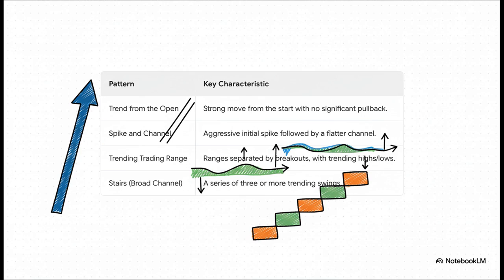You might see a trend from the open, which is just a relentless one-sided move right from the get-go. Or you could see a spike in channel, which starts with this explosive move and then settles into a calmer angled channel. You also have trending trading ranges, where the market moves up, pauses in a sideways box for a bit, then breaks out to a new higher box. And finally, the stairs pattern, which is a broad, orderly channel with multiple swings up and down. Recognizing these patterns helps you understand the personality of the trend you're actually trading in.